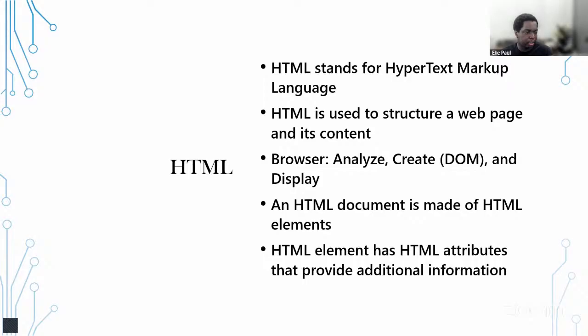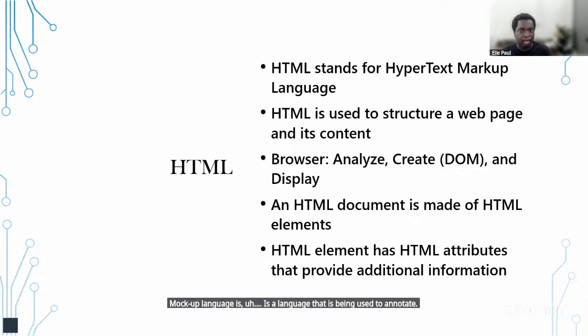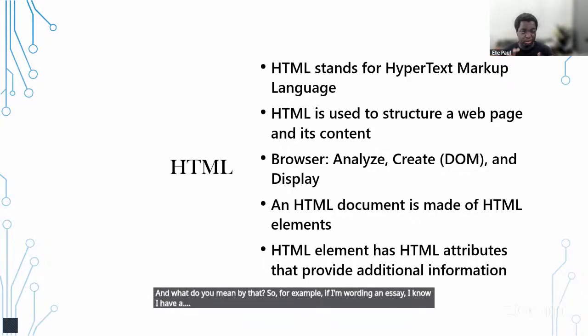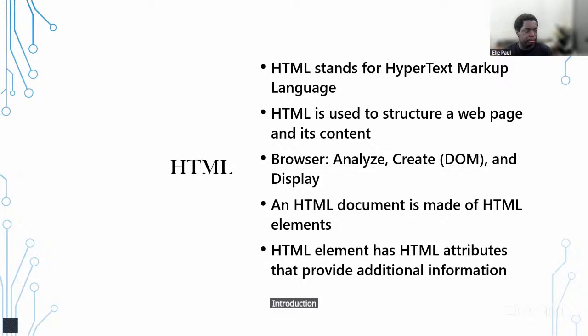Markup language is a language that is being used to annotate. And what is meant by that? So for example, if I'm writing an essay, I know I have an introduction, I have a body, I have a conclusion. I might have one in the body, I might have two, three paragraphs. So in this context, we learn it, we know about that structure.